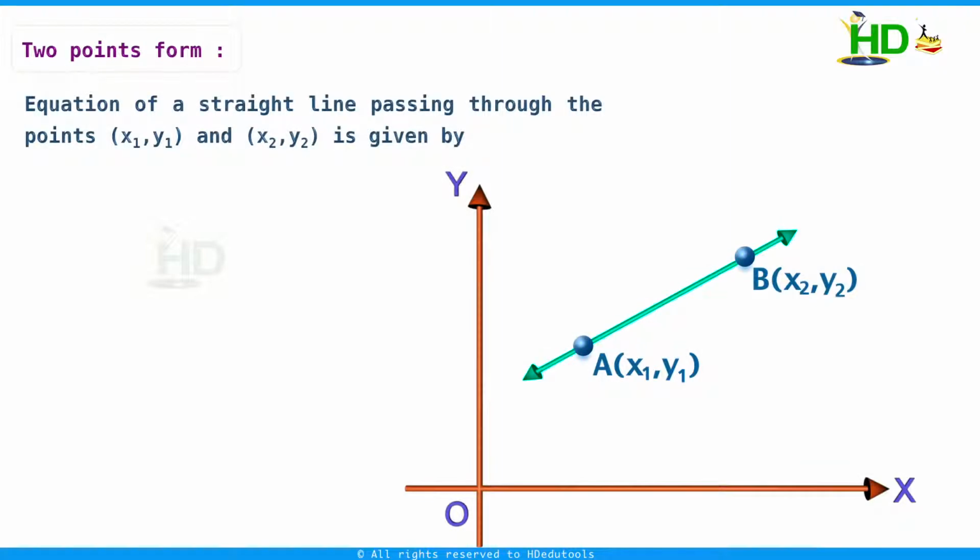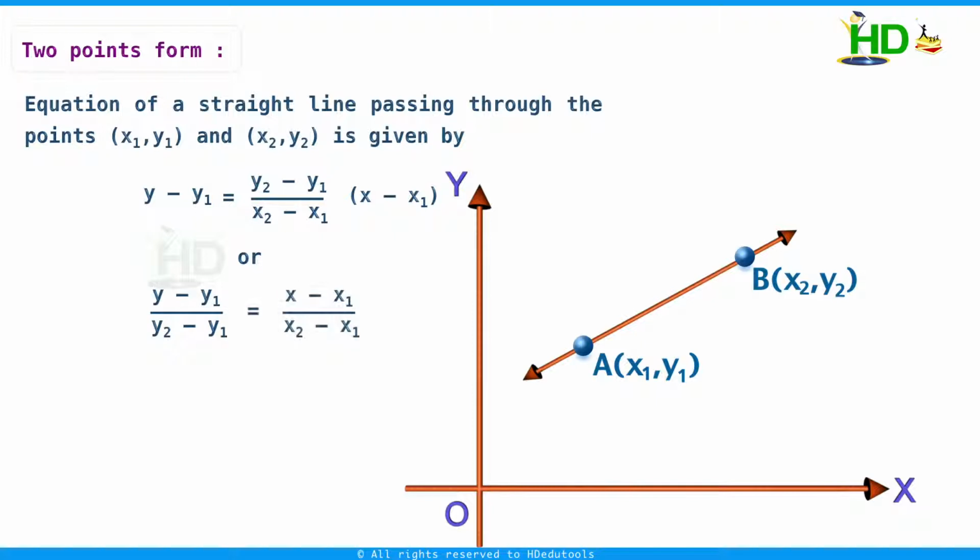And two-point form. The equation of a straight line passing through the points (x1, y1) and (x2, y2) is given by y - y1 = m(x - x1), but m is nothing but (y2 - y1)/(x2 - x1). Therefore, (y - y1)/(y2 - y1) = (x - x1)/(x2 - x1).